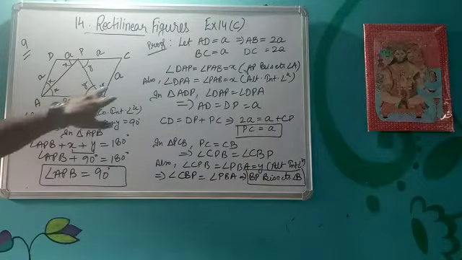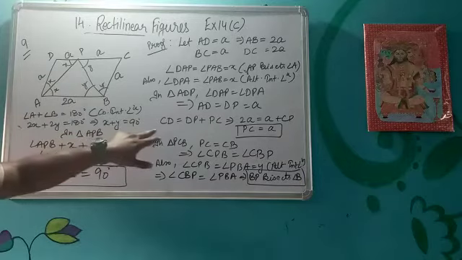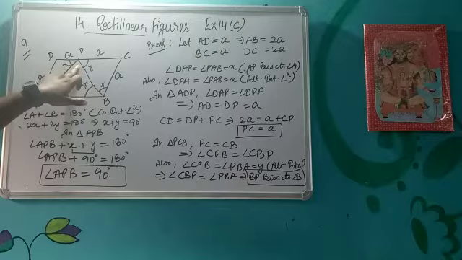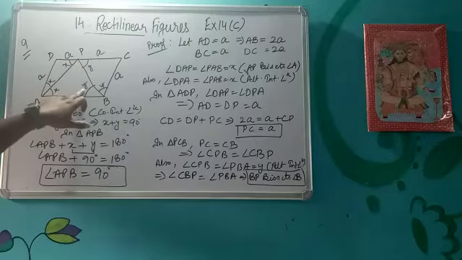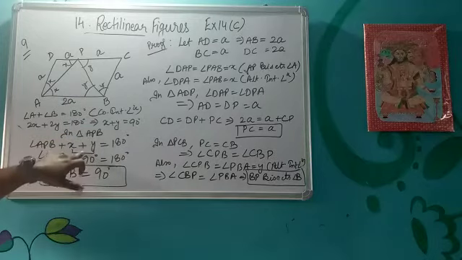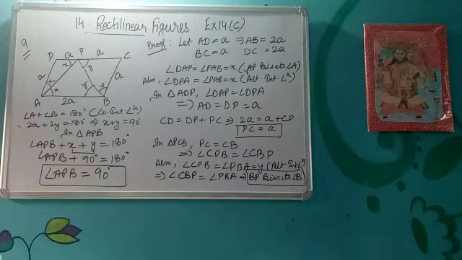Okay, these two are a pair of co-interior angles. So you will get x plus y equal to 90 degrees. Then in triangle APB, angle APB plus x plus y is equal to 180 degrees. Putting the value of x plus y as 90 degrees, you will get APB equal to 90 degrees.